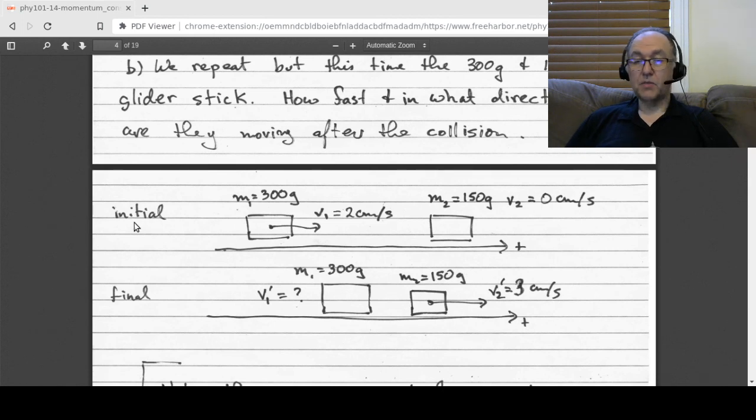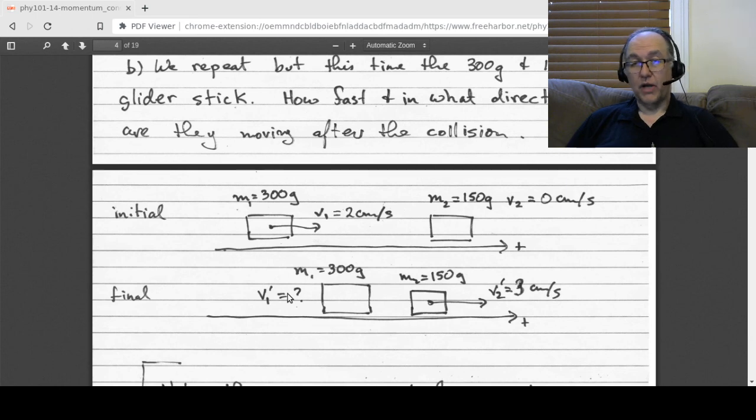So in these problems, you should probably draw an initial and final situation. Here's our initial situation, and here's our one-dimensional track, and we have the 300-gram mass here. M1 is 300 grams, and it's traveling with a velocity V1 of 2 centimeters per second. And here's the 150-gram glider, and it has no velocity initially. Then the final situation is they collide. Here's the 300-gram. We don't know how fast it's going.